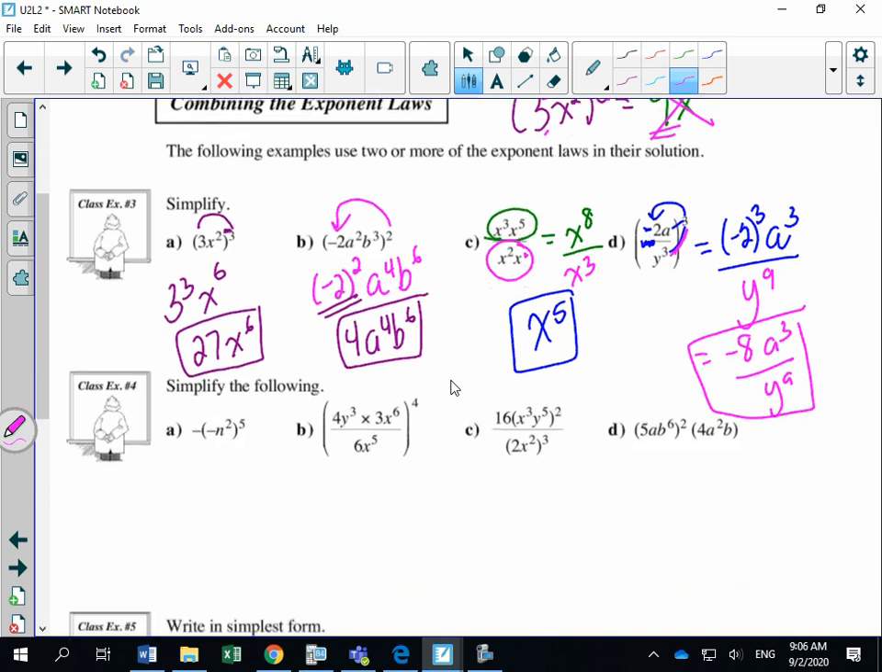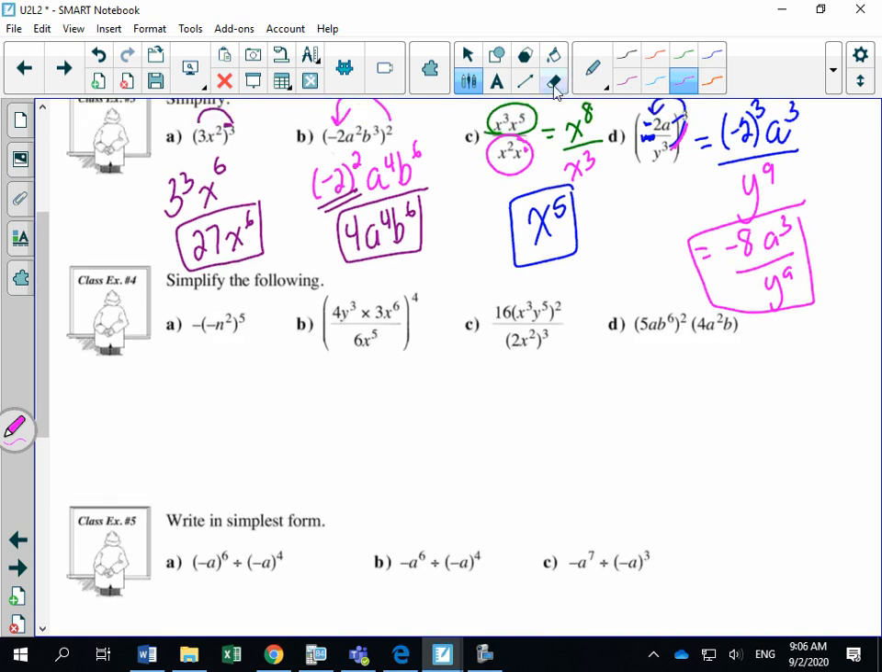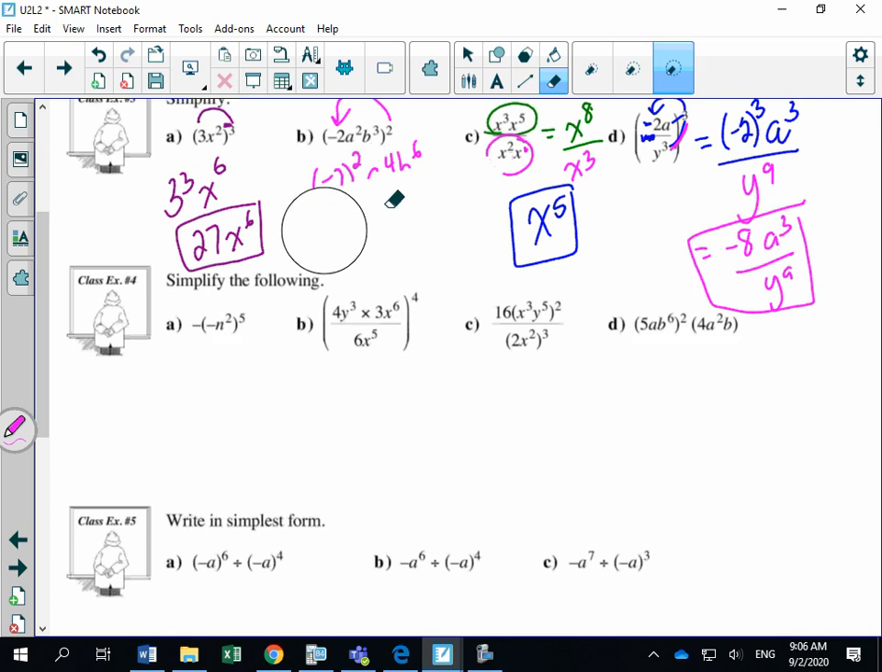Let's look at question 4. I'm actually going to do A last. Let's do B, C, and D first. For B, I'm just going to write above it: you must apply BEDMAS. So what BEDMAS states, I'm going to write above it, BEDMAS.